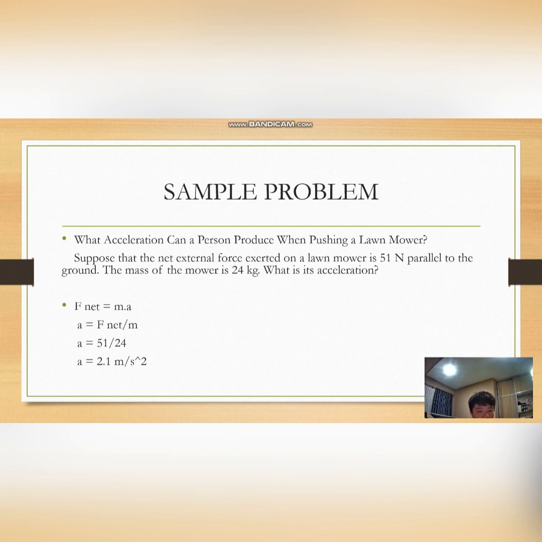F net equals mass times acceleration. Acceleration equals F net divided by mass. Acceleration equals 51 divided by 24. We got 51 from here. It said in the question 51 newtons parallel to the ground, and the mass of the mower is 24 kg. And when we divide, a equals 2.1 meters per second squared.